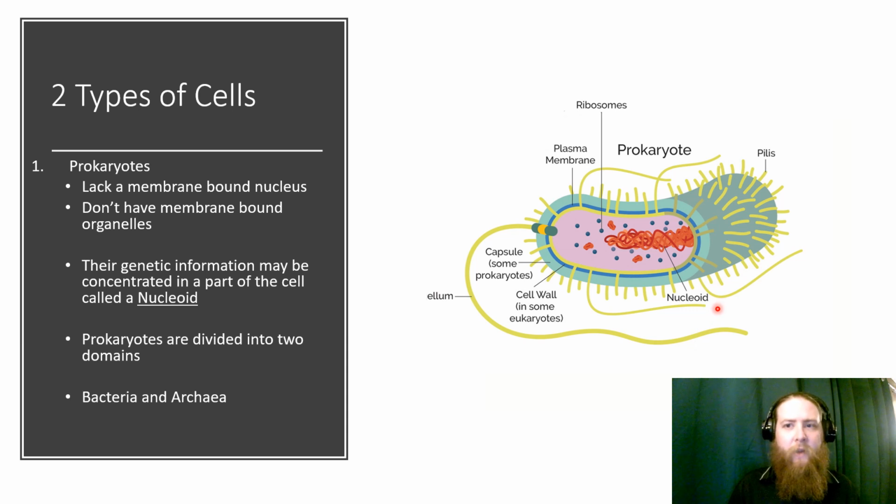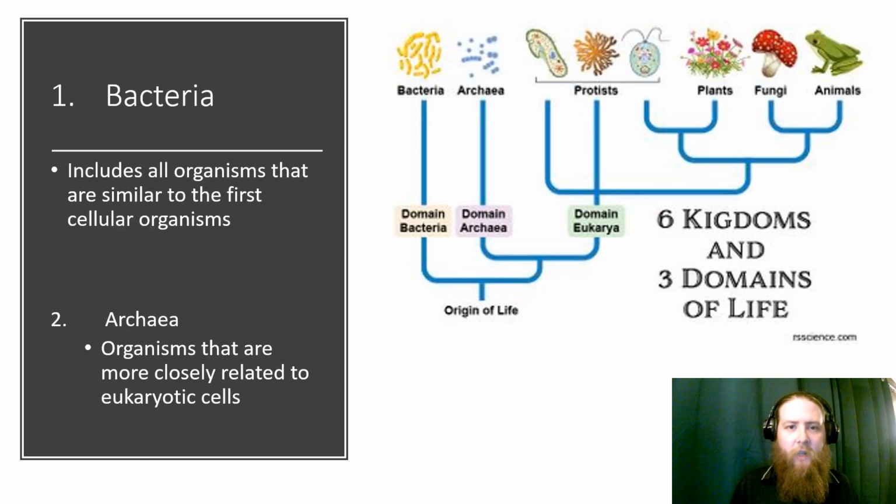And then remember that the prokaryotes are split into two domains, which are bacteria and archaea. Both of those are prokaryotes. Bacteria are very, very similar to the first cellular organisms, and then archaea comes here, and the split between domain archaea and domain eukarya is what separates us from the prokaryotes. So they're more closely related to us over here in animals, but they're still very far removed.